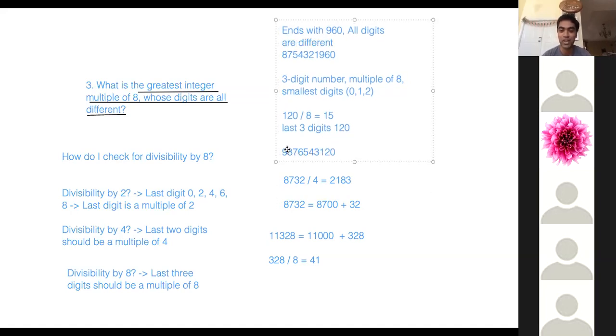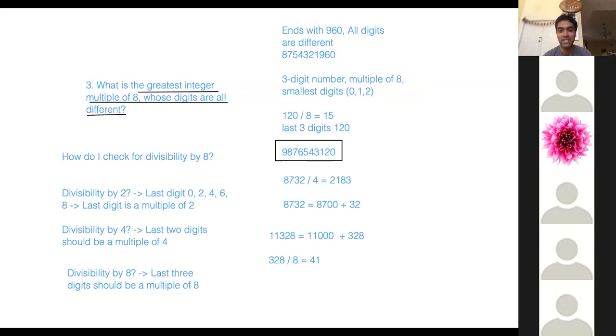So the largest number that we can make that's a multiple of 8 with all digits being different is 9876543120. This makes sense. So the key trick here was knowing that for divisibility by 8, only the last 3 digits matter. So once we know that, if I want to make this the largest possible number, I want to use the small digits at the end and then put all the large digits before that. So what is a multiple of 8 that uses the digits 0, 1, and 2? Thus, I can make it start with 9876543.